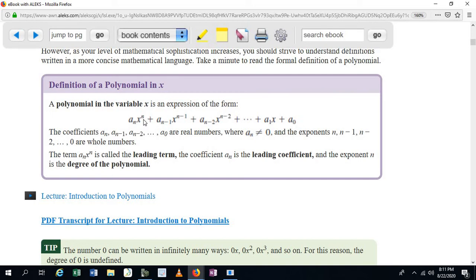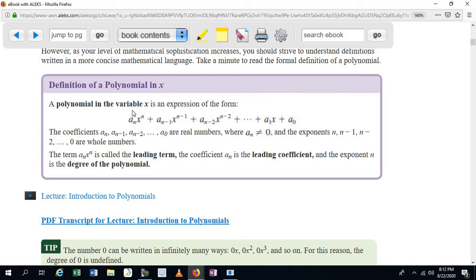Those have to be whole numbers, though. These exponents are whole numbers. They can't be fractions or anything like that. So remember, whole numbers are the numbers 0, 1, 2, 3, 4, 5, 6, and 7. Okay, so in order for this to be a polynomial, you would have to have something like x raised to the 5th power. You can't have x raised to the 2/3 power. Okay, so these exponents have to be whole numbers.